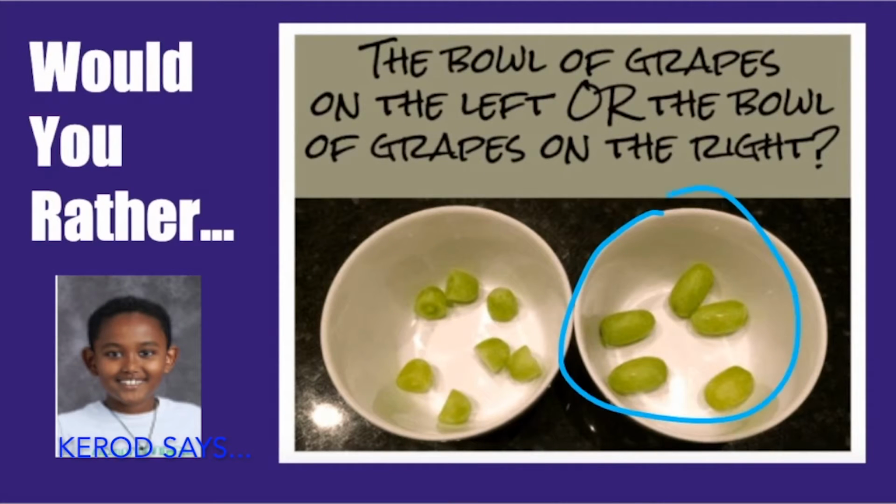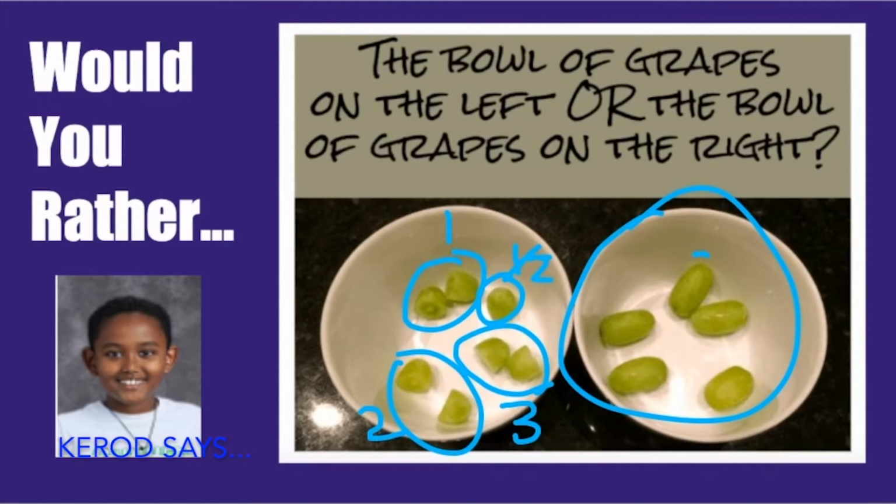I would choose this bowl of grapes because there's 5 in them, and I love grapes a lot. But I wouldn't choose this one because these are halves and there's only 3. 1, 2 halves, which is equal 1. So it's 1, 2, 3. And there's an extra 1 half there.